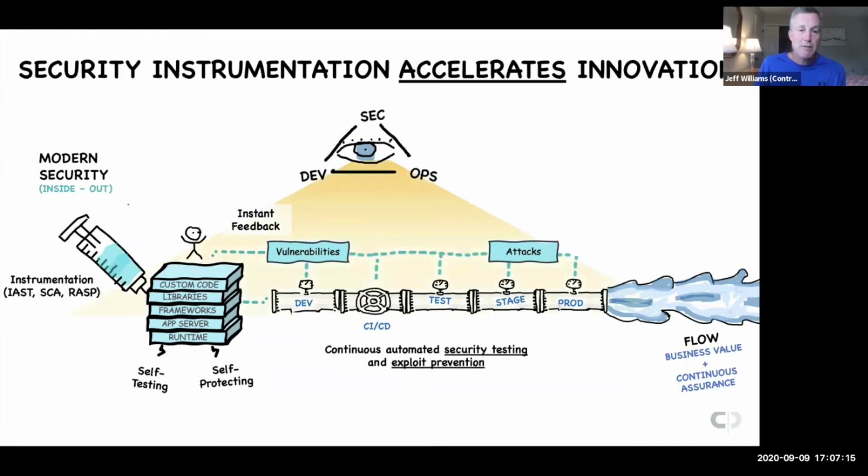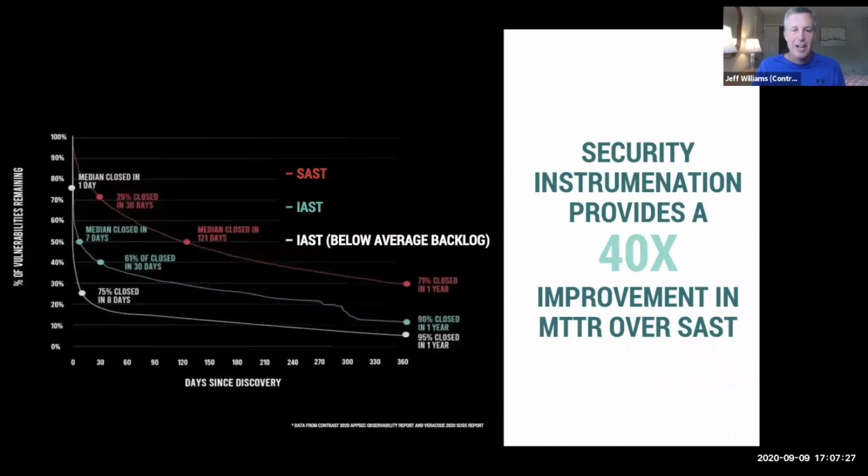And really that's what DevSecOps is all about, is shifting left, integrating security and development in a way that developers and security folks can work together instead of just fighting all the time. And I like to finish with this slide. It shows the mean time to remediate vulnerabilities using SAST and IAST.